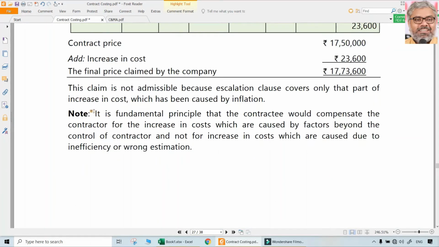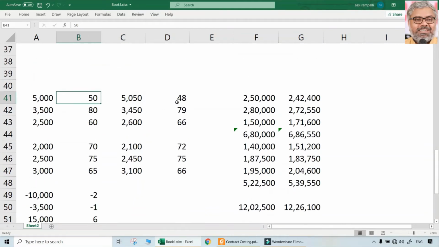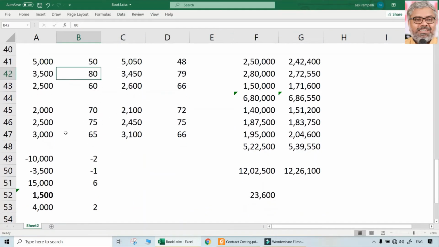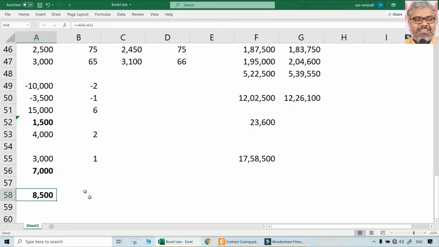It is a fundamental principle that contractee would compensate the contractor for the increase in cost which are caused by factors beyond the control of contractor. Maybe generally inflation, that happens naturally, like macroeconomic factors, price changes that happen. But definitely compensation or escalation will not be for increase in the cost which are caused due to either inefficiency or wrong estimation. So simple logic, application wise, increase or decrease in quantity should be ignored. Only increase or decrease in rates should be considered. Apply that on the standard original quantity which the contractor was supposed to use. That is the only admissible escalation for a particular contract, if there is an escalation clause like that.